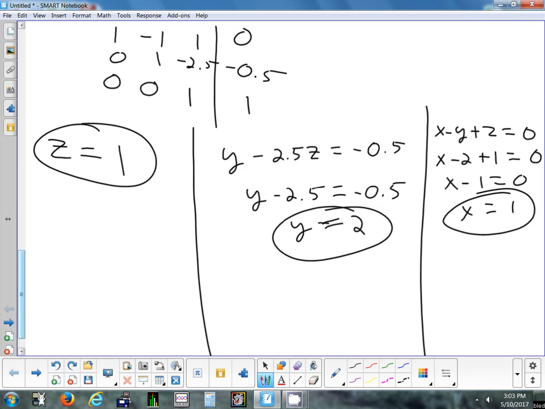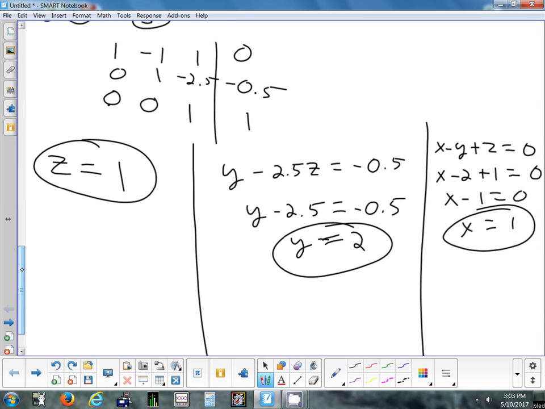z is 1, and that's because the third row would be 0x plus 0y plus 1z equals 1. Okay, yeah. And 1z equals 1 is just z equals 1. Yeah. Once you get z, then you go back to the second row to get y, go back to the first row to get x.